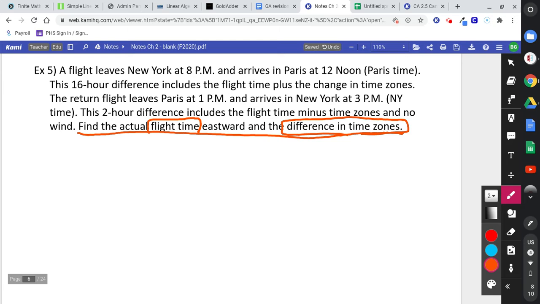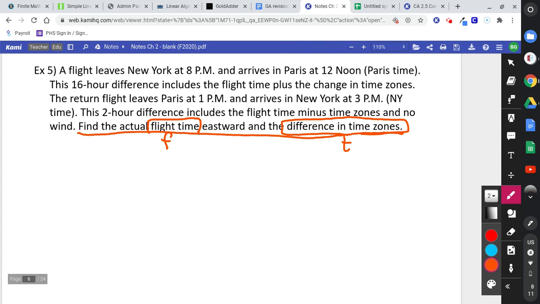You want to go back and reread the problem with that in mind, because those are your variables. I might use F for flight time and T for time zones. And if I go back and reread the problem, that might make it make sense. I might be able to pick out some math and put in some variables. One thing that I notice when I see all these times, 8 p.m., 12 noon, 1 p.m., 3 p.m., those numbers are kind of just noise, I guess.